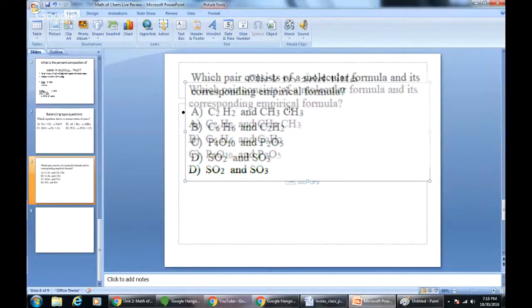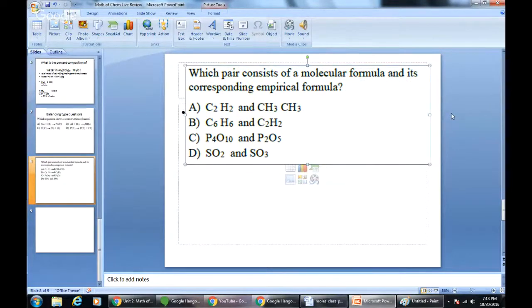Which pair consists of a molecular formula and its corresponding empirical formula? You need to break them down to figure out which one is right. Right off the bat, the first one, CH3CH3, is totally different than CH. It's a structural formula, which is different.